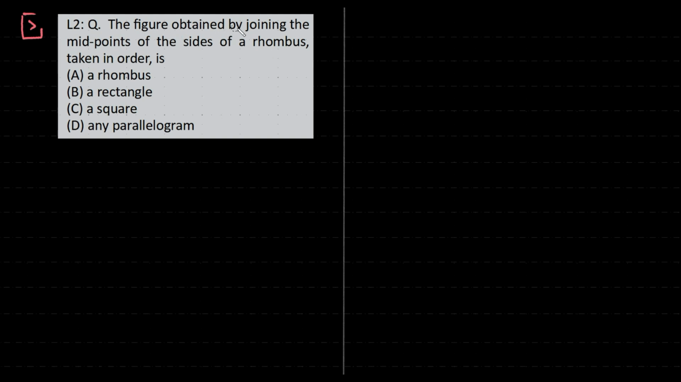The figure obtained by joining the midpoints of the sides of a rhombus taken in order is a rhombus, rectangle, square, or a parallelogram. So we need a diagram to answer this question. So we'll start with the diagram. So we are looking at a square, sorry, not a square, a rhombus.